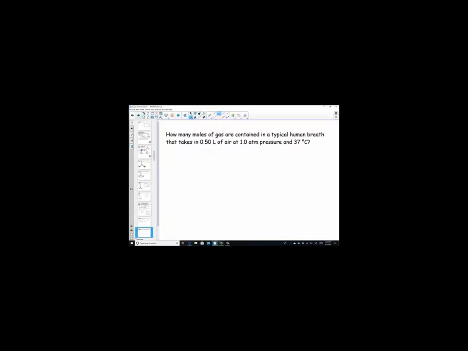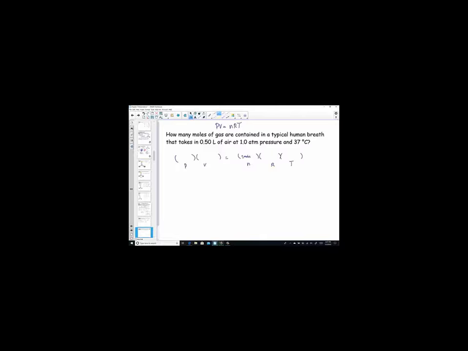Now, are you ready to practice one? How many moles of a gas are contained in a typical human breath that takes 5 liters of air at 1 atmosphere and the body temperature of 37 degrees? Now, with PV equals nRT, I like to just get my parentheses ready. Get your variables ready. PV equals nRT. That way, when I read this sentence, I know to plug into the correct parenthesis. How many moles? Well, that means I'm going to solve for n, right?